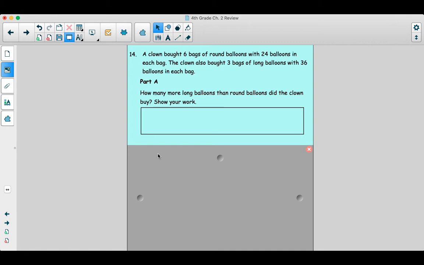Okay, so I usually like to stop and read it more than once, so you might want to stop and read it more than once for yourself too. So I'm just going to make sure I understand. 6 bags of round balloons with 24 balloons in each bag.